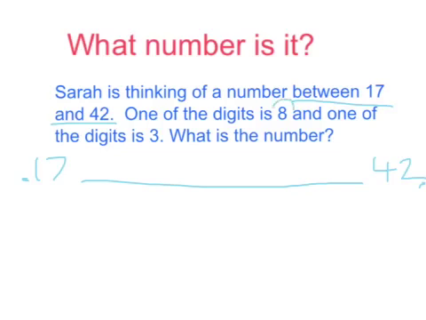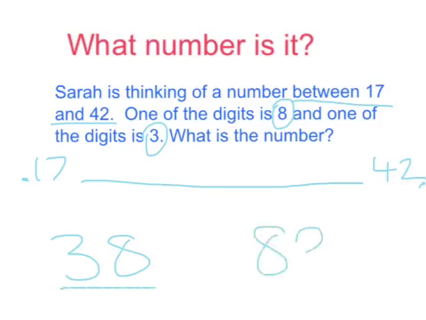Let's look at the next bit of information. It said one of the digits is an 8 and one of the digits is a 3. Okay, so let's write them down here. We've got 3 and 8. And we know that it's a two-digit number. Now it could be 38, like we've just written here, or it could be 83. Now, using the information that we know, it has to be between 17 and 42. Which one of these two numbers would sit in beside 17 and 42? Would it be 38 or would it be 83?